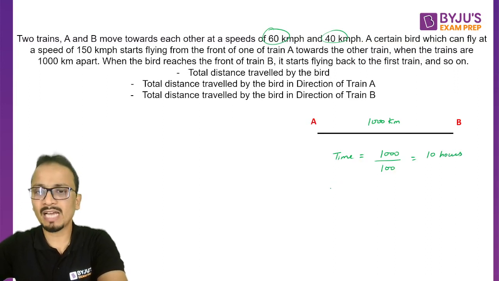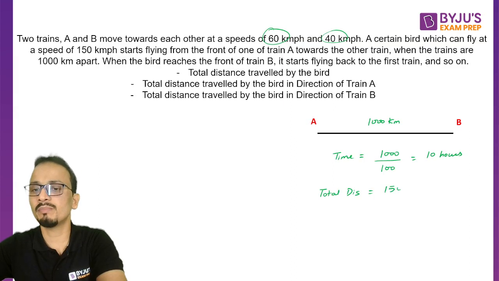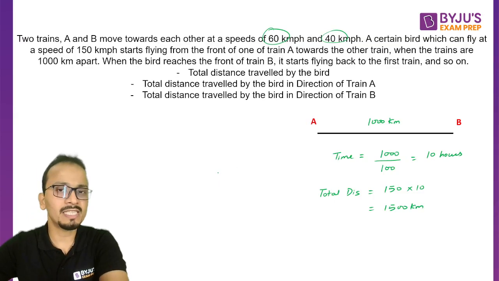Now this is the time that will be given to the bird to fly between the trains. So the total distance traveled by the bird will be equal to the speed of the bird multiplied by the time of travel, and that is 1500 kilometers. This 1500 kilometers is the answer for part A, which is the total distance traveled by the bird.